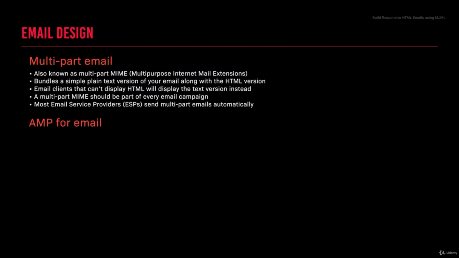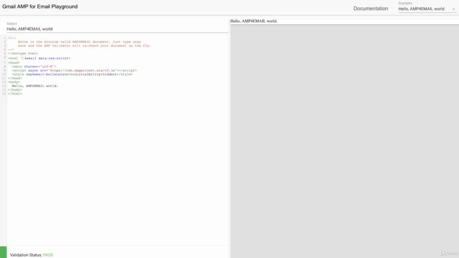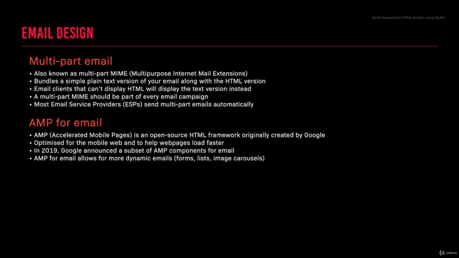AMP for email. AMP, or Accelerated Mobile Pages, is an open source HTML framework originally created by Google. It's meant to be optimized for the mobile web and to help web pages load faster. And in 2019, Google announced a subset of AMP components for email, which allows for more dynamic and interactive email. For example, dynamic content like forms, lists, image carousels.